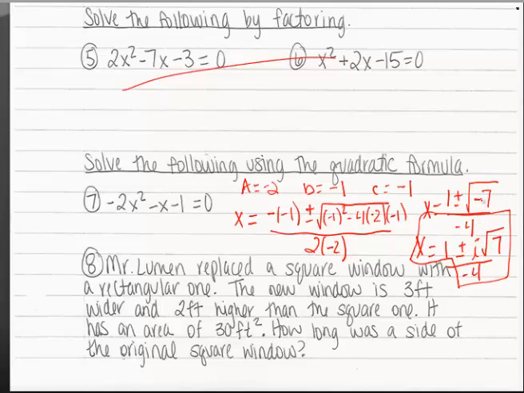Okay? Now, the next one, I'm going to read it and then do it on a different page. But it says, Mr. Lumen replaced a square window with a rectangular one. The new window is 3 feet wider and 2 feet higher than the square one. It has an area of 30 feet. How long was the side of the original square? So if we let x be the length of the square, that's what we're solving for. So in the final answer, your answer should be x. So let's work that over here.